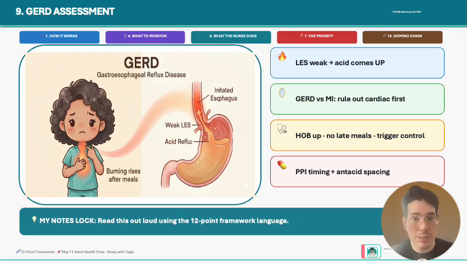The night cough matters because it can trick me into thinking respiratory first, right? But if the cough is worse when lying down and paired with reflux symptoms, acid irritation is part of the picture. The red flags I do not want to miss are dysphagia, unintentional weight loss, GI bleeding, persistent vomiting, anemia, or severe chest pain. Those are not just reflux findings, yeah? Okay.